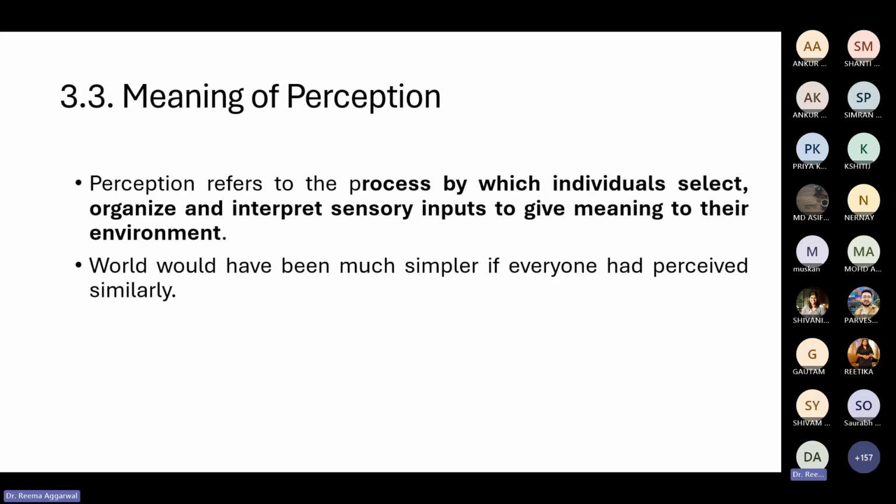So perception refers to the process by which individual employees select, organize, and interpret sensory input to give meaning to their environment, right? So basically, world would have been much more simpler if everyone would have perceived similarly. हम सबको सब कुछ एक जैसी दिखती, एक जैसा हम interpret करते, things would have been more simpler, right?